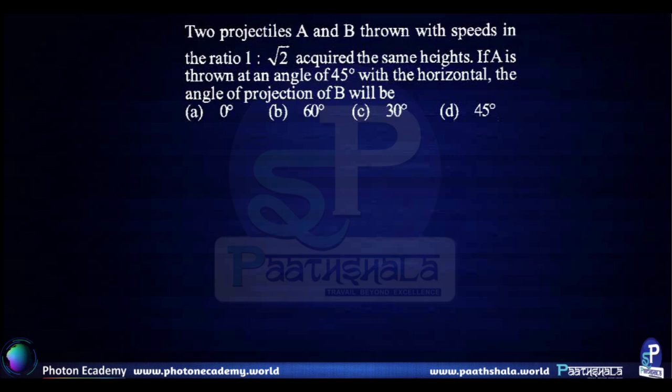Two projectiles A and B thrown with speeds in the ratio 1:√2 acquire the same heights. If A is thrown at an angle of 45 degrees with the horizontal, then the angle of projection of B is to be calculated.